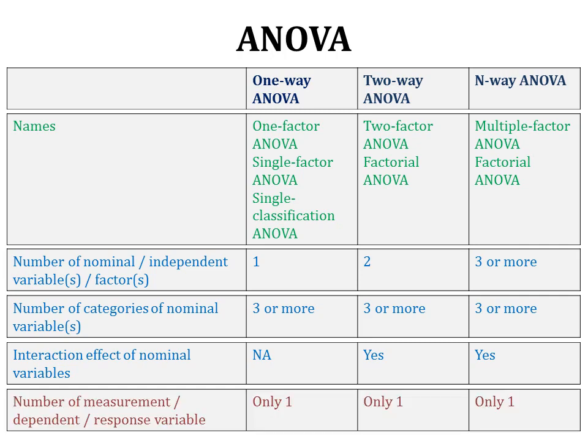And then the number of measurement or the dependent or the response variable, this is only one. In all of these cases, this is only one. So this is a quick comparison of these three types of the ANOVA.